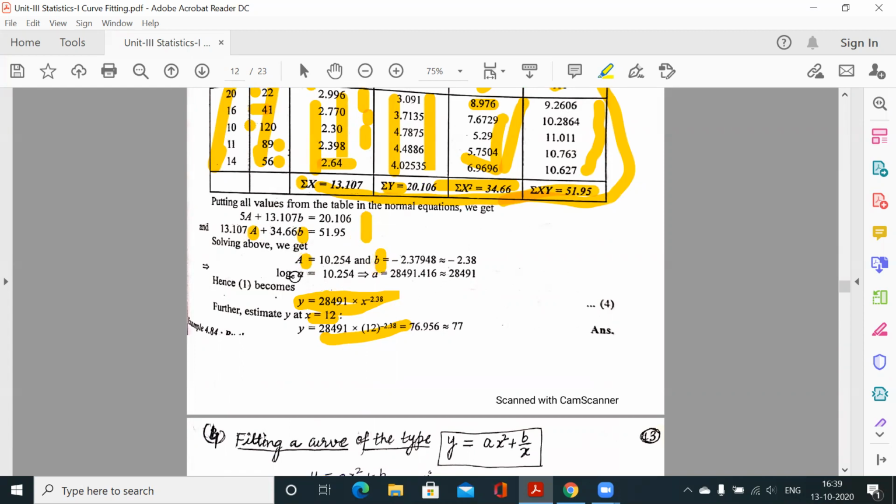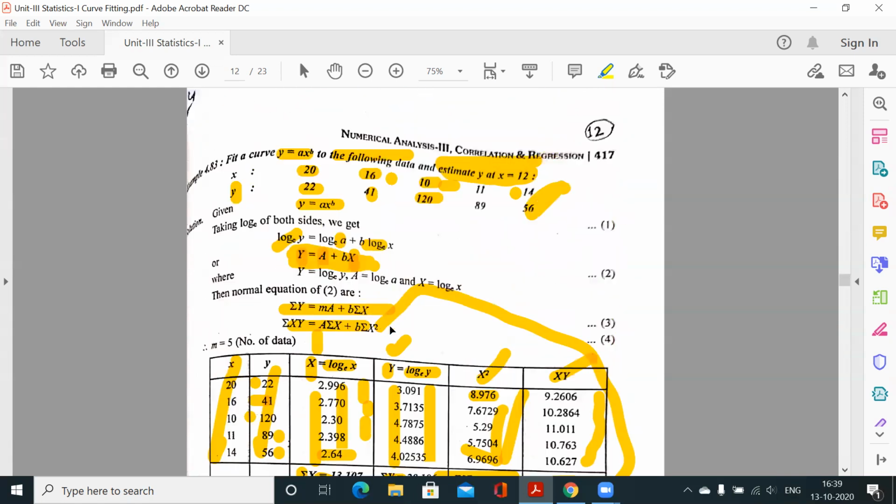So this is capital A. So we need to calculate small a. So log a is equal to capital A, so log a is equal to 10.25. After taking the anti-log, we will get small a. Clear? And small b is small b, so there is no change. So now the curve is y is equal to a into x to the power b. So this is a and this is b. So now we need to estimate y at x equal to 12. So we will substitute 12 for x. So 28 into 12 to the power minus 2.38, we will get y as 77. So here 77.